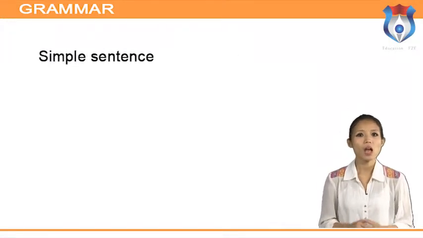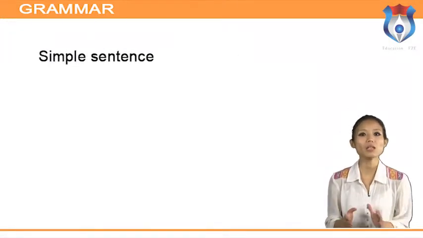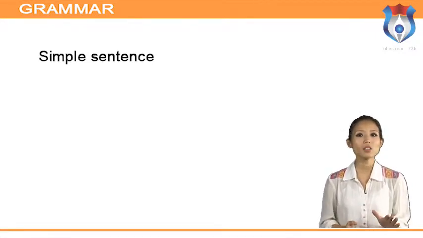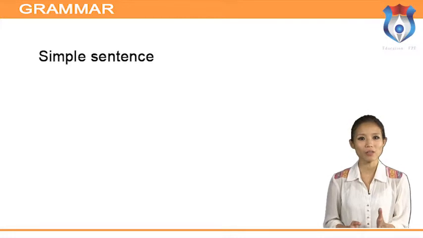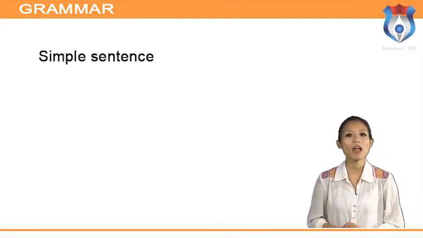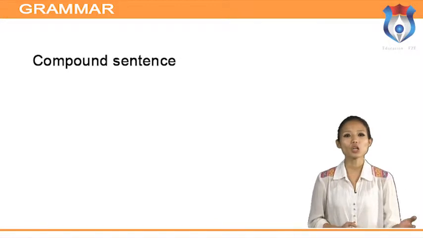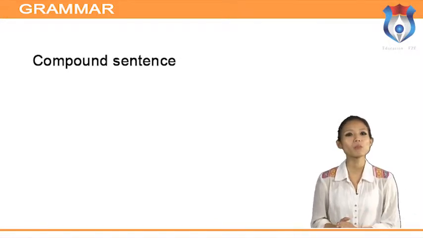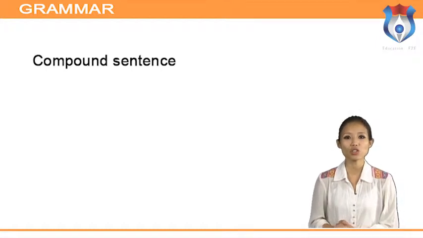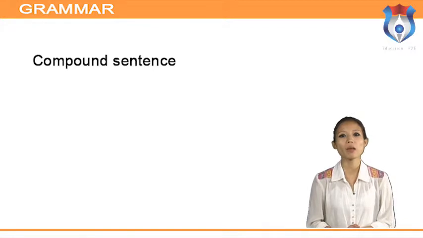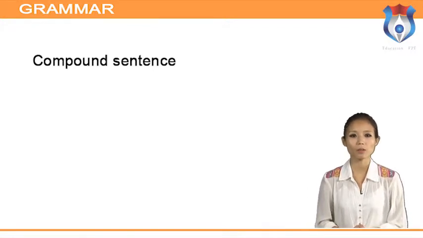Simple sentence. A simple sentence consists of an independent clause, so it contains a subject and a verb. It does not contain either a dependent clause or another simple sentence, but can have a compound subject and verb. Compound sentence. A compound sentence contains two or more simple sentences joined together by a comma followed by a coordinating conjunction, a comma or a semicolon. It is made by joining two independent clauses together with a conjunction.